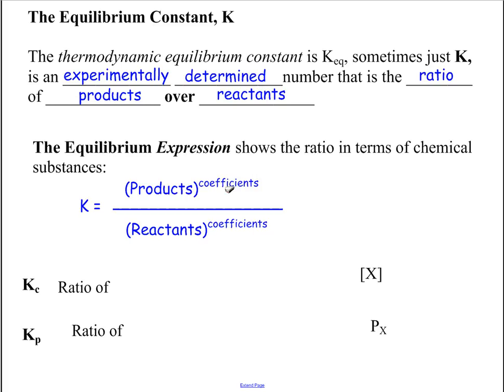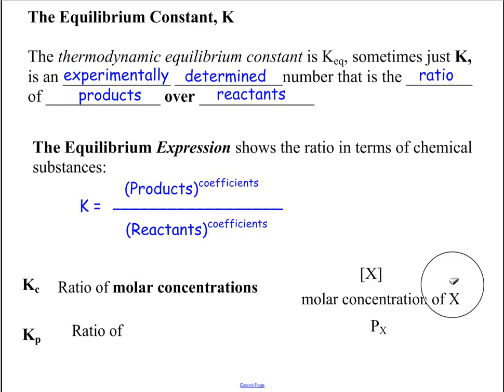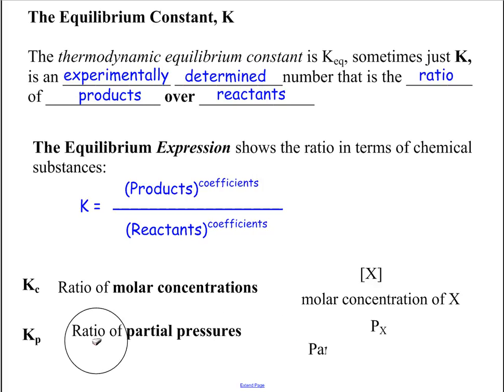And we'll see a couple of different kinds. We're going to see Ks with a lot of different subscripts. Kc is molar concentration, where you see something in brackets, that's the molar concentration. Kp is the partial pressures, where P sub x is the partial pressure of x. For now, and the rest of this lesson, we're going to stick with molar concentrations. So let's take a look at how we can write an equilibrium expression.